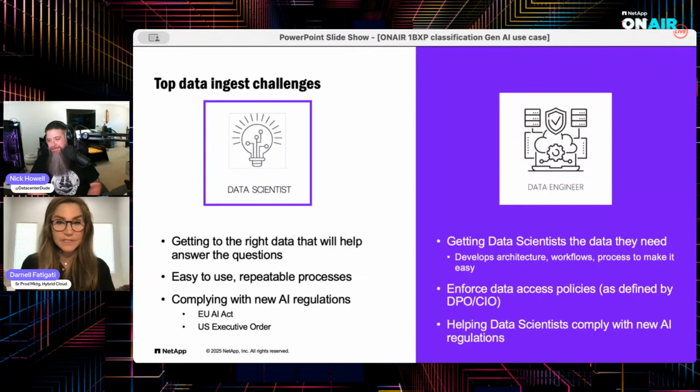Is getting the data scientists the data that they need. But at the end of the day, if the data engineers are not looking after this, the company is liable. So I think data privacy and even security becomes everybody's problem. But the data engineers are the ones developing the architecture, the workflows, and the processes to make sure the data scientists are doing what they need to do and that they're efficient and effective in doing that. The data engineer has to enforce the data access policies that are coming down from the C levels, and they're also responsible for helping them comply with the new AI regulations.